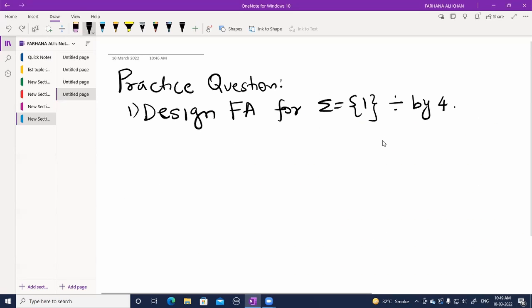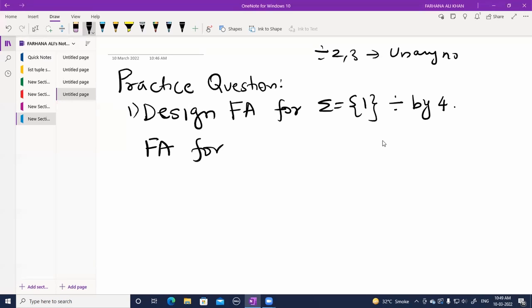We had already solved two questions for finite automata divisible by 2 and 3 for the unary number system. So here we have one practice question that you have to solve by yourself: design a finite automata for a unary number divisible by 4. Now today's question is to design a finite automata for the binary number system divisible by 2.